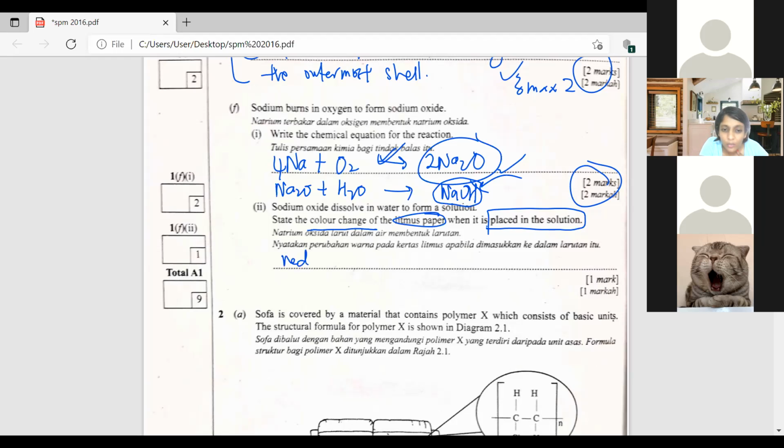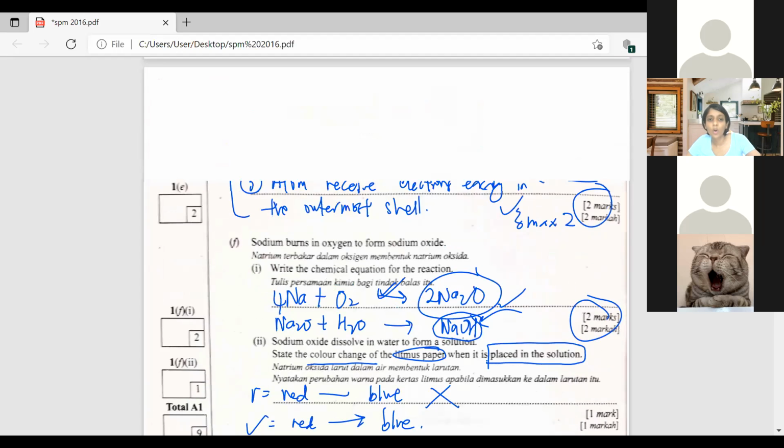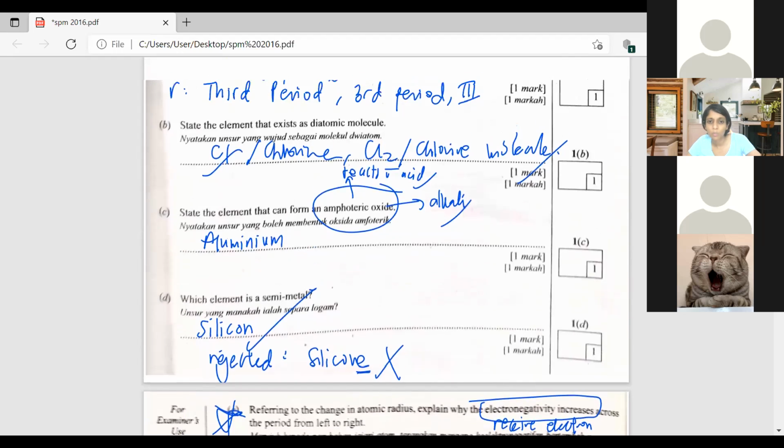Class, would I get any marks if I do this? No, sir. Excellent. So put this as rejected. You put a line like that, you get no marks. Using a red pen, red to blue like this is wrong. Your correct answer will be red, arrow, blue. It has to be like this. So now you check out of all these marks.